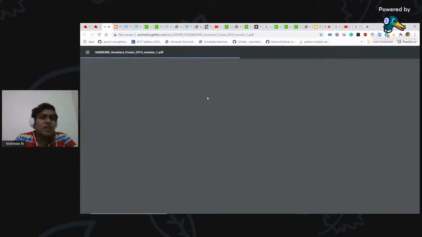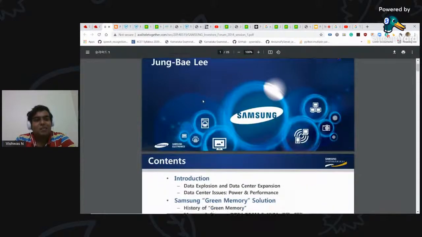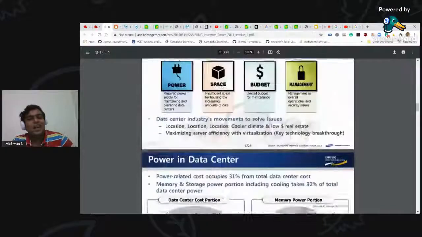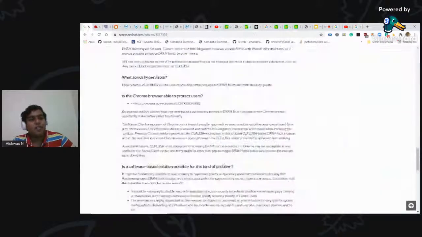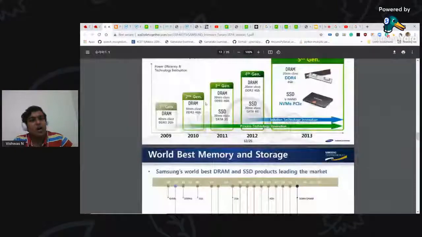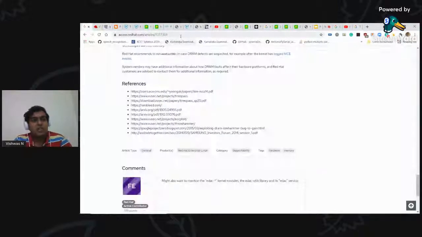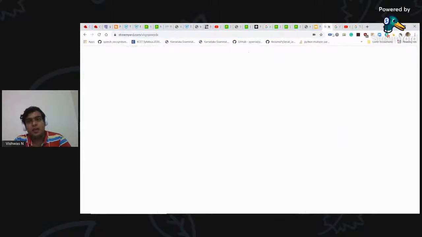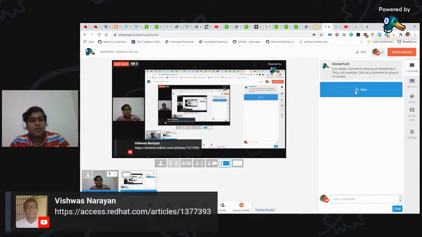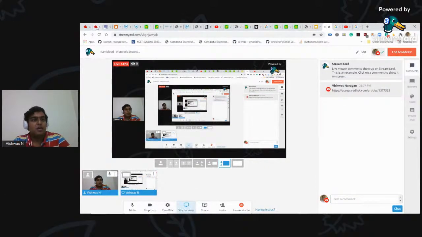Actually, this is the slideshow of how Rambleed and all these memory solutions work. Basically, they are talking about all the things that are really required. I got it from the references here, so you guys can go here and check the slides out. It's amazing. I would just drop it in the comment section, so if you can find it in the later part, just go ahead with it. So this is the one that I popped in.